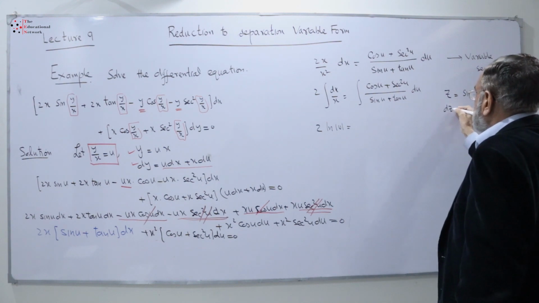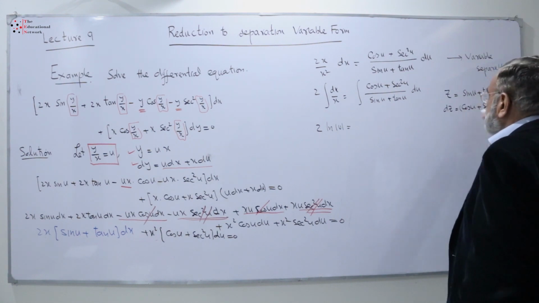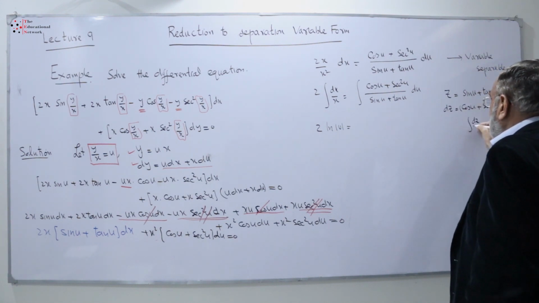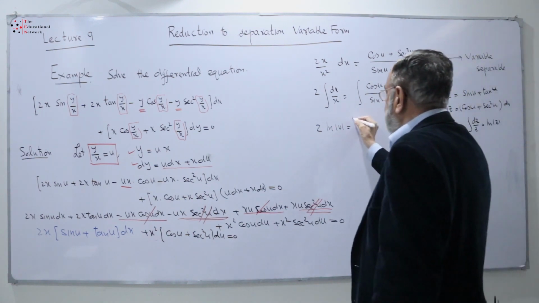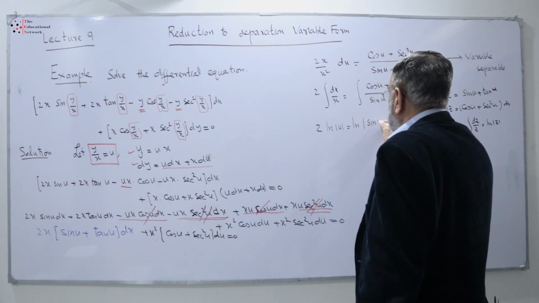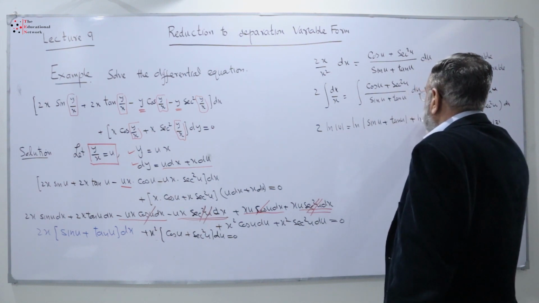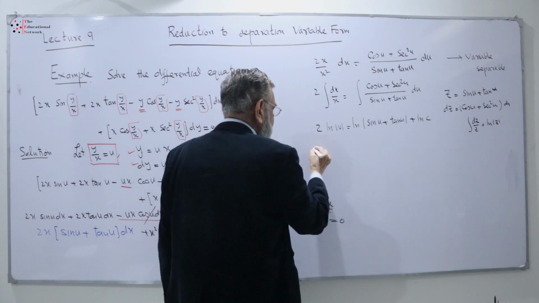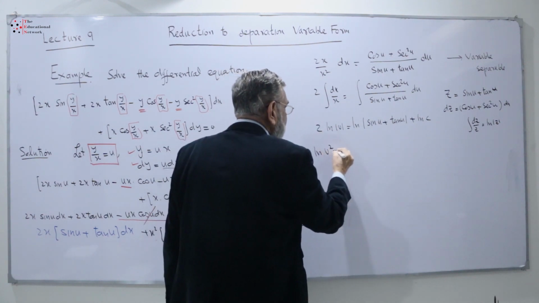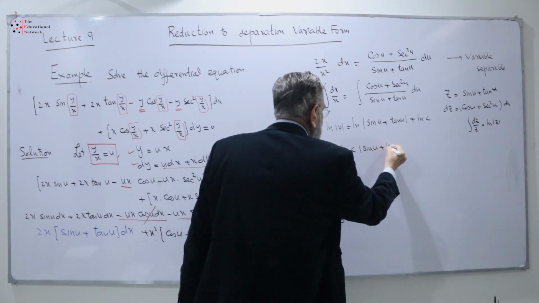My dz is equal to cosine u plus secant square u into du. So I'll get here dz over z. I get here ln of z. So this will become ln of sine u plus tangent u, and we take ln of c as a constant. So we can combine, we can see it here, we get ln of u square, and ln of c into sine u plus tangent u.